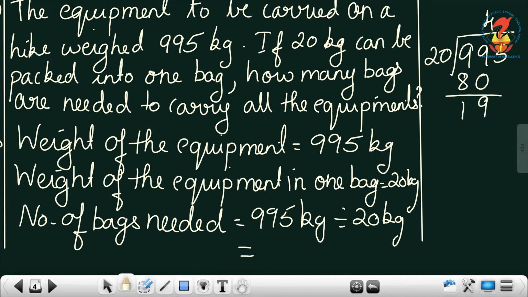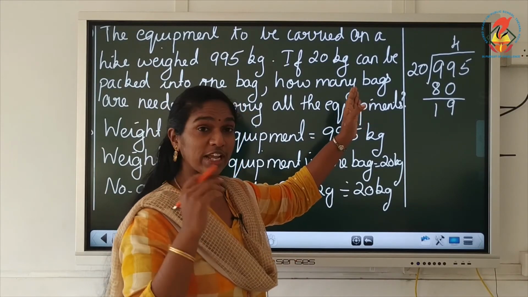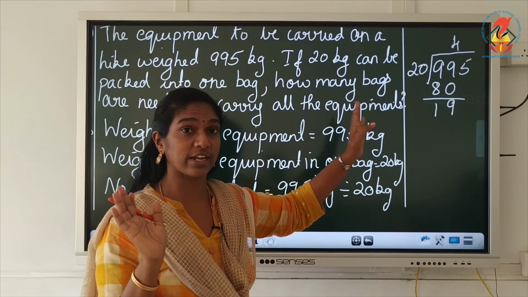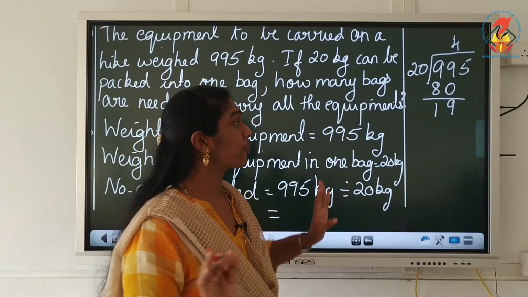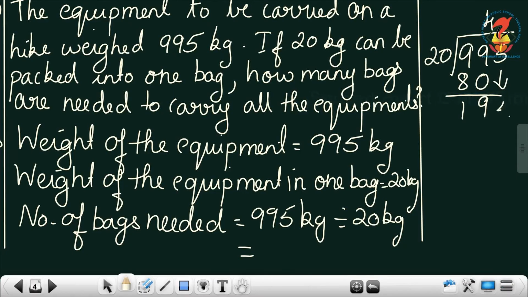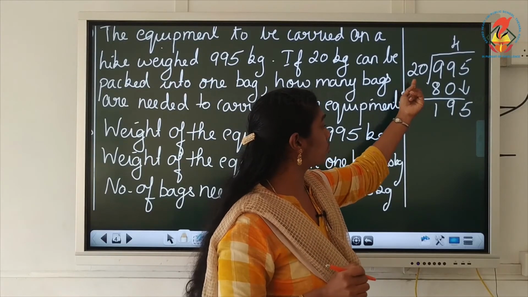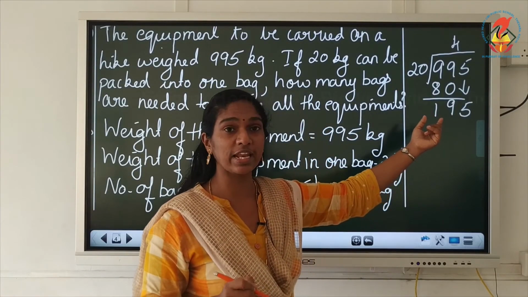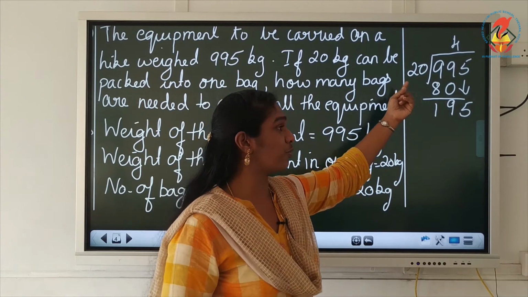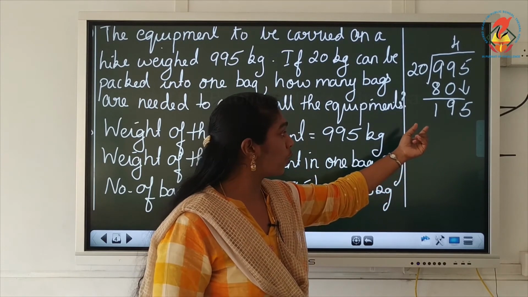When you subtract, you get 9 here and you get 1. Hope you have understood. I have taken 2's table and I have added a 0 at the end. That's all I have done. Okay. So, I got 19. Now, I bring down 5. Now, find out from 20's table a number less than 195.